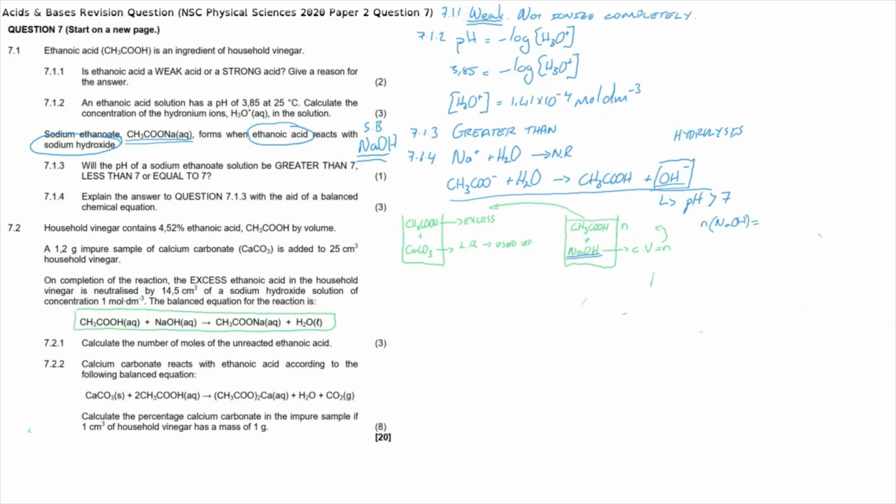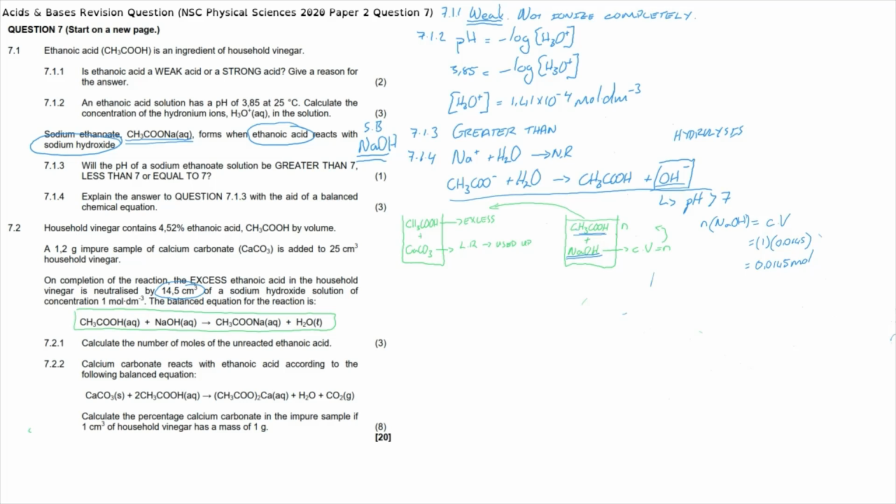So I've said in brackets here, number of moles of sodium hydroxide, and that is equal to the given concentration multiplied by the volume, where the concentration is a 1 molar solution, and the volume is 14.5 cubic centimeters, which we remember needs to be converted into cubic decimeters. We divide by 1,000 to find a volume of 0.0145 cubic decimeters, which tells us finally that there are 0.0145 moles of sodium hydroxide that reacted with the acetic acid.